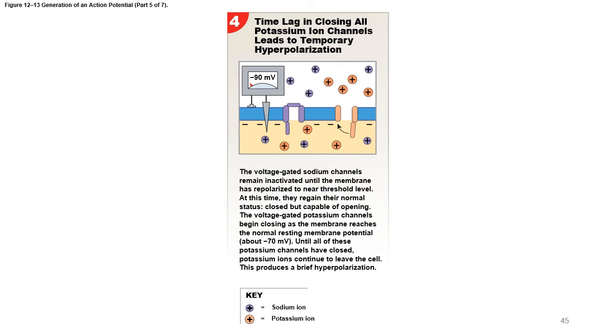Here it is. There's a time lag in the closing of the potassium ion channels, and that actually causes it to become too negative inside. That's called hyperpolarization, when it becomes too negative inside. And that's minus 90 millivolts, which is the potassium equilibrium.